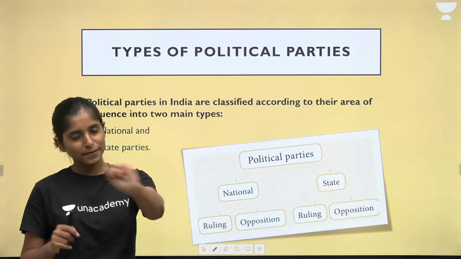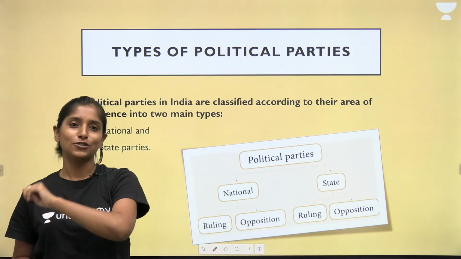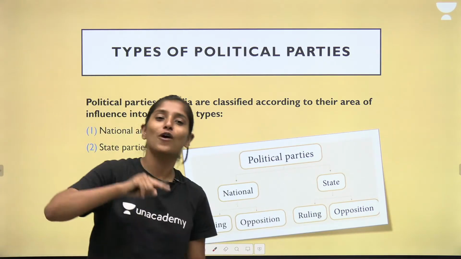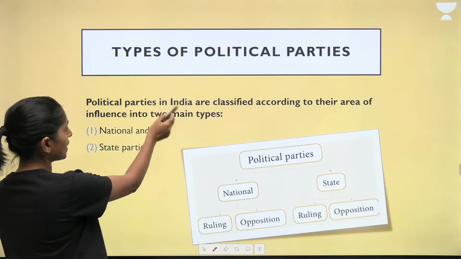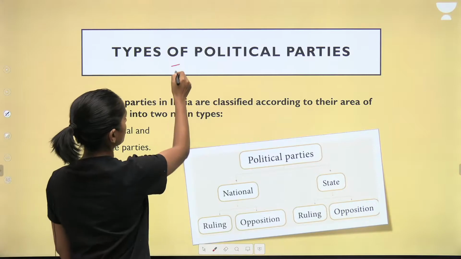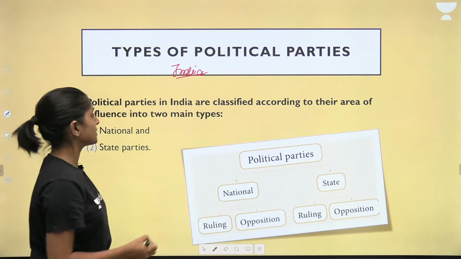There are only two types. One is your ruling, second is your opposition. दो ही होते हैं, जो जीतता है और जो हारता है, ठीक है? लेकिन उससे पहले, political parties in India, this is in context of India, in case you want to understand, ये इंडिया के context में चलता है basically.